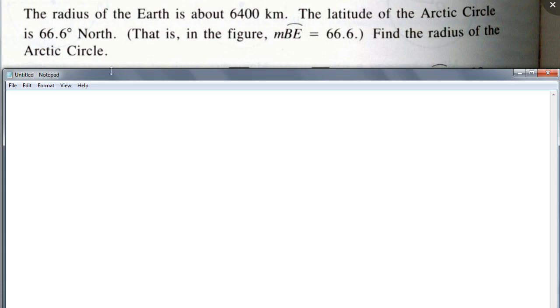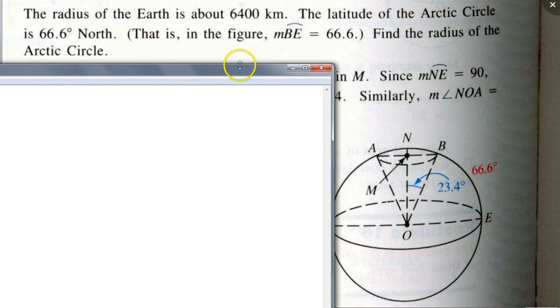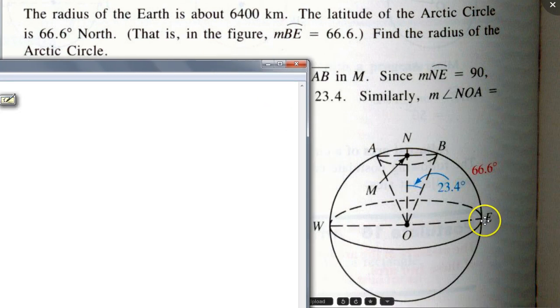Oh yeah, you do? Latitude goes around. Okay, so when they say this, this is what they mean. Which angle? From east, if you go up this way, that's 66.6 degrees. Is that okay? So when they say the latitude of the Arctic Circle. Now, what they want is to find the radius of the Arctic Circle. Do you see the circle right here?